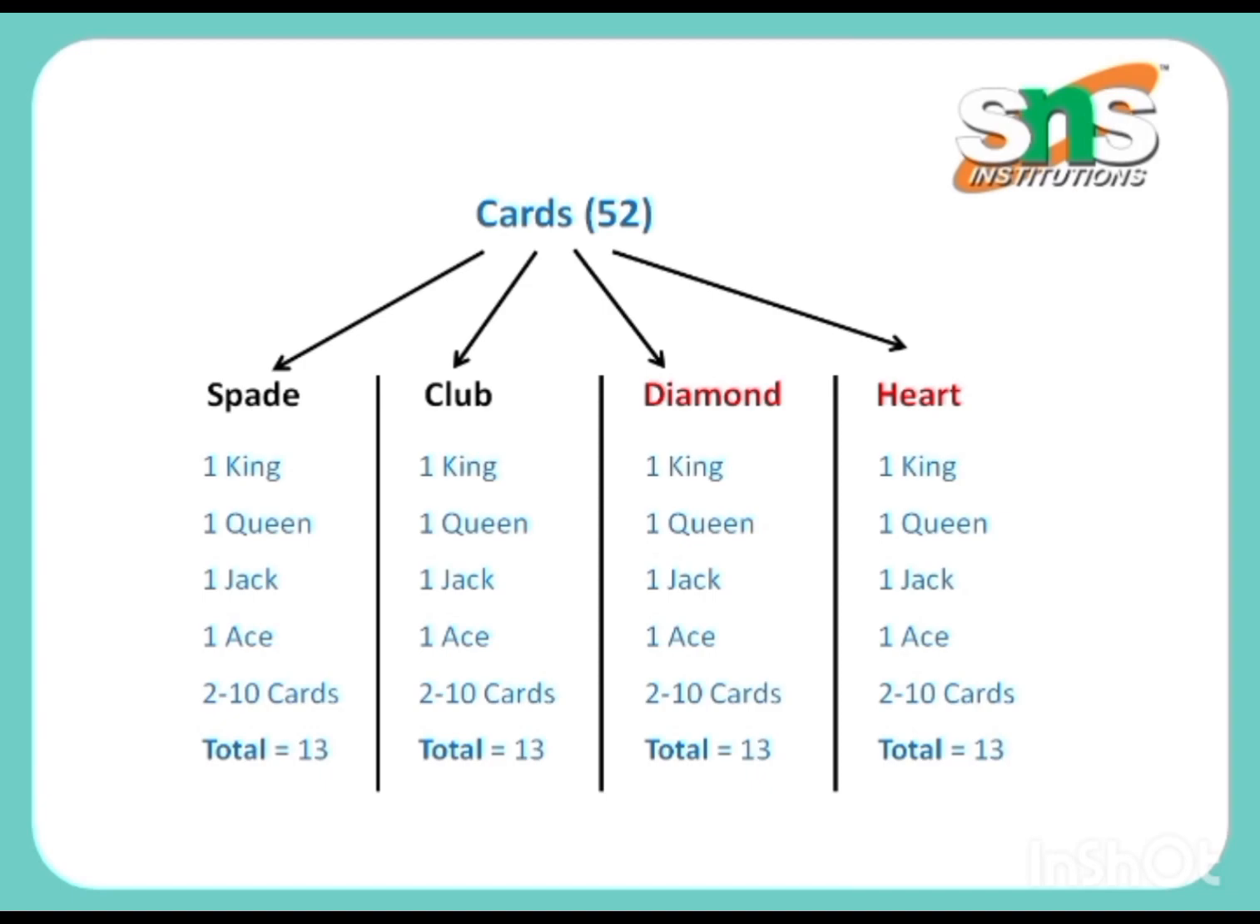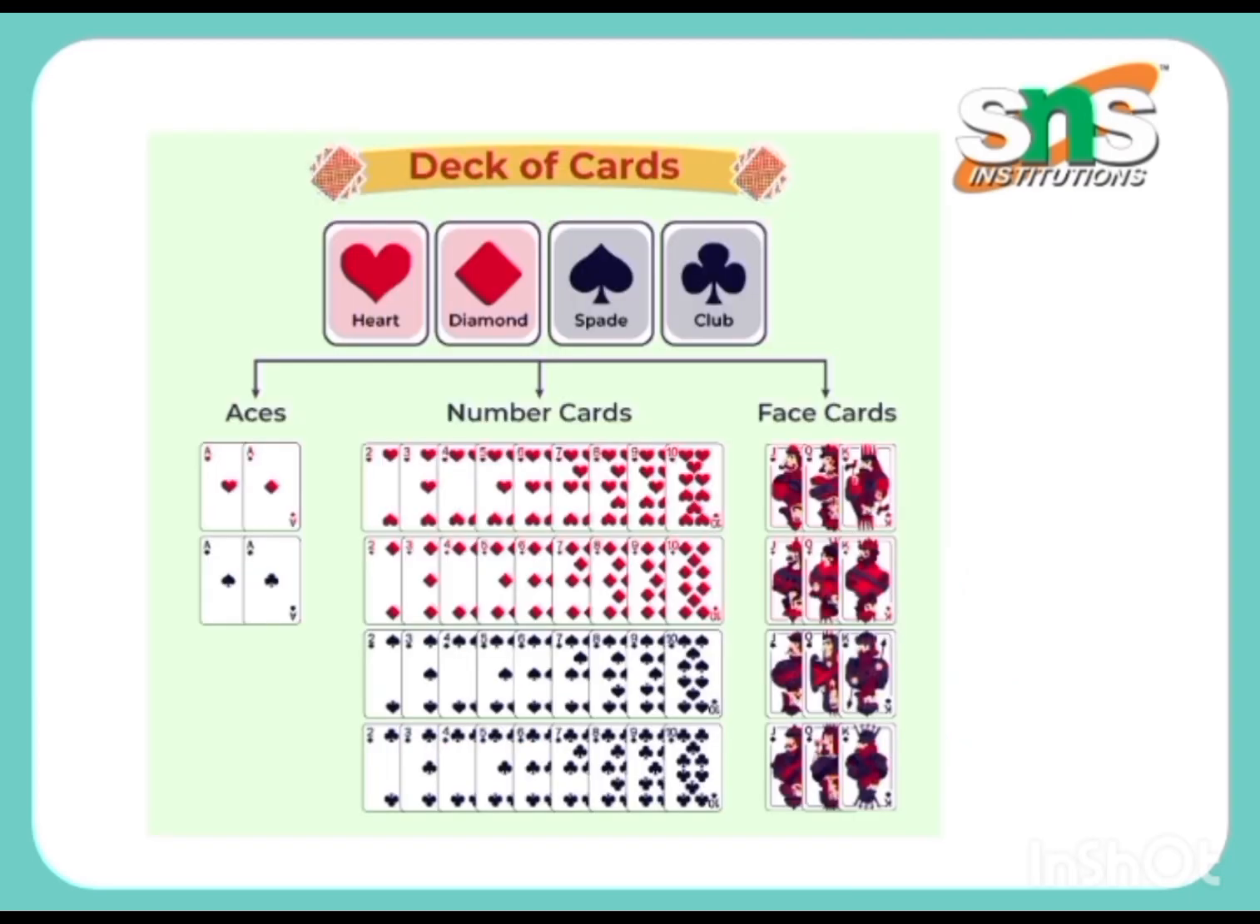So this is segregated like this: black will be spade and club, red will be diamond and heart. Each suit has 1 king, 1 queen, 1 jack, 1 ace, and the cards 2 to 10 make up 9 cards. So please understand the units which a deck of cards possesses. An ace looks like this, the other cards 2 to 10 look like this, and the face cards king, queen, and jack look like this.